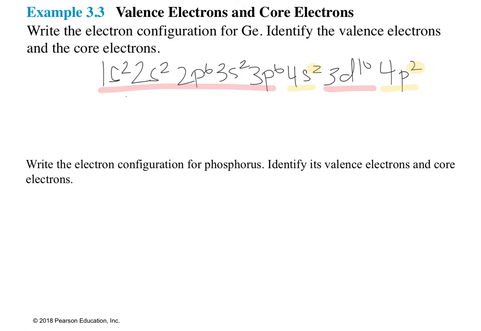For phosphorus, we have 1s2, 2s2, 2p6, 3s2, 3p3. So again, here are our core ones. Go to the last full p orbital, and then our higher energy level shell, our 3 energy level, will be that. So we have 2 plus 3, so 5 valence electrons.